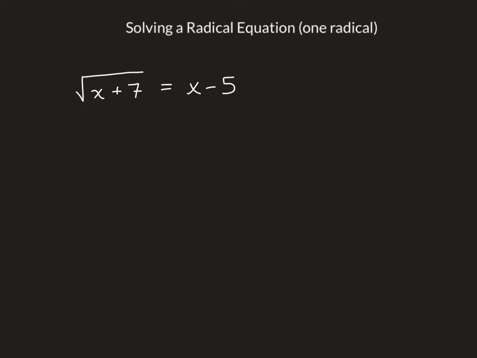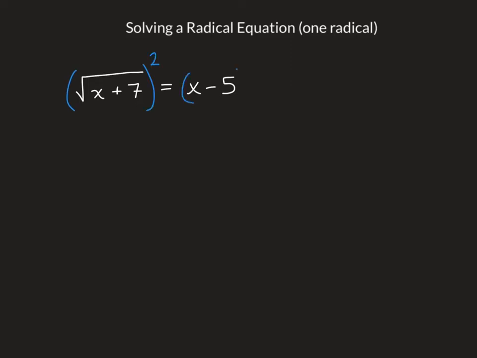Here we'll be solving a radical equation with just one radical. So a radical equation is one that just has a square root in it. We want to first make sure that the square root is the only thing on one side of the equal sign, which it is. Next, we need to undo that square root, and the way that we do that is by its inverse operation of squaring.